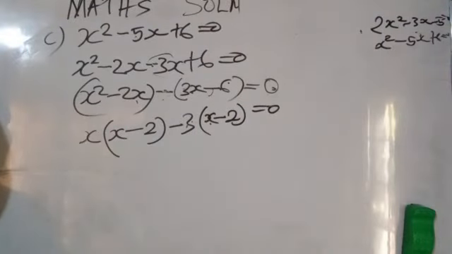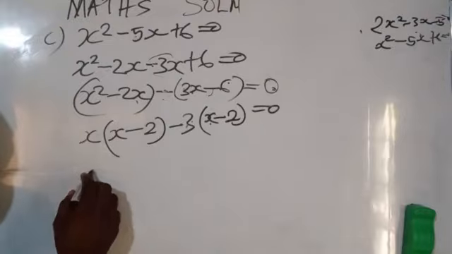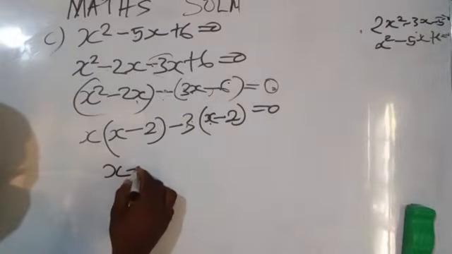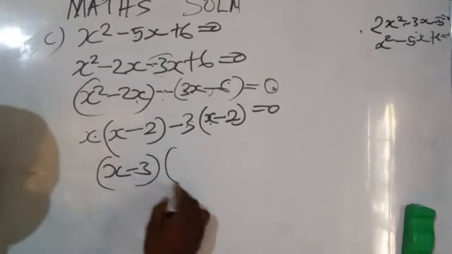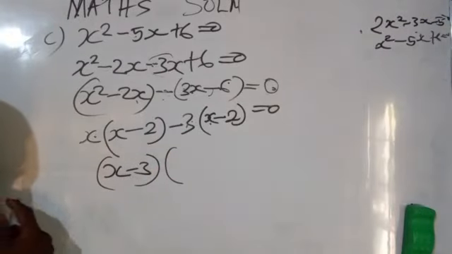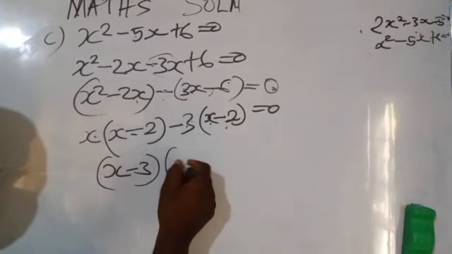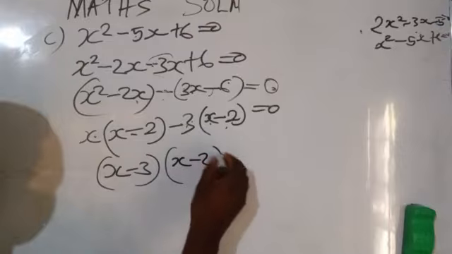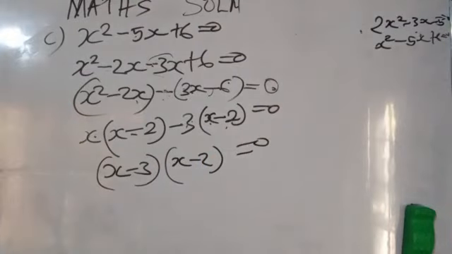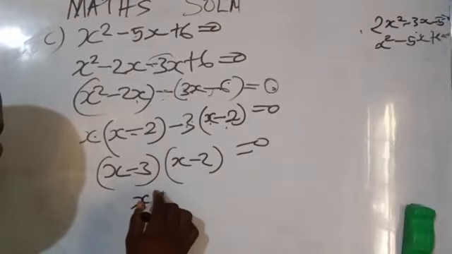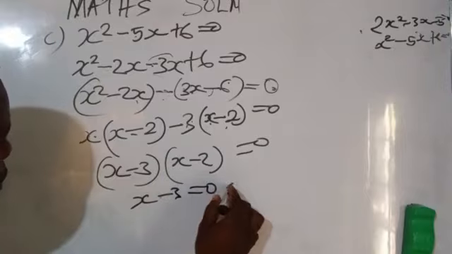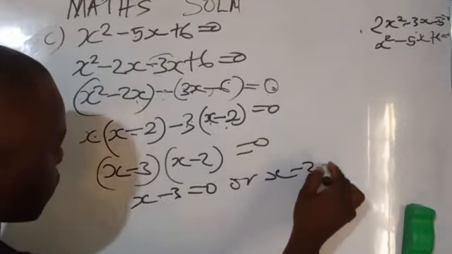Okay, so now outside the bracket, x minus 3, this x and this minus 3, okay, and pick or choose one bracket because they are common. Choose one, which is x minus 2 equal to 0. Is that clear, guys?